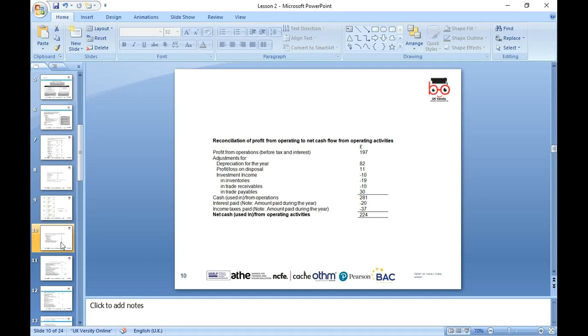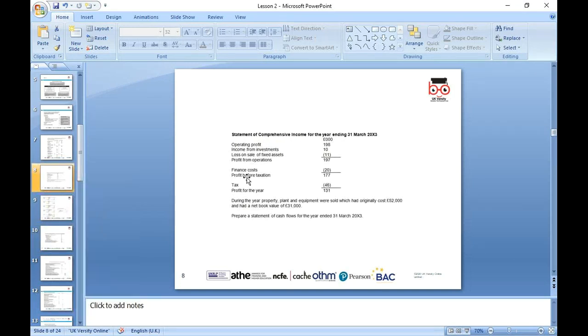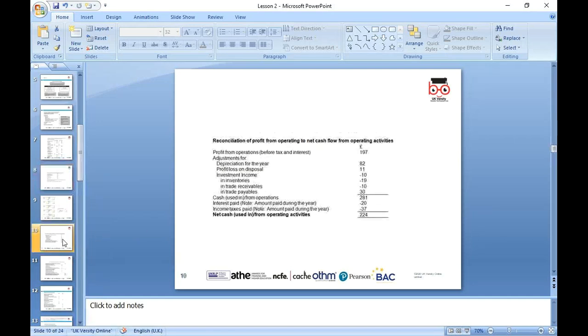So during the year we paid tax of 20 million. And finance cost, which is interest, we paid 20,000, and tax we paid 46 for this year. And we look at the other years as well.